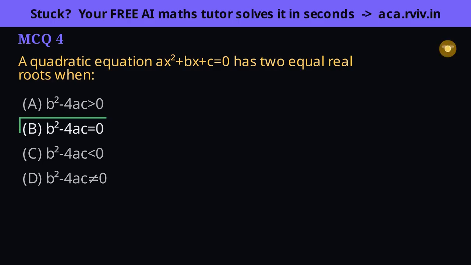Option A, greater than 0, gives two distinct roots, option C, less than 0, gives no real roots, and option D, not equal to 0, is too loose since it lumps together the two-root and no-root cases. Only exactly 0 pins down equal.